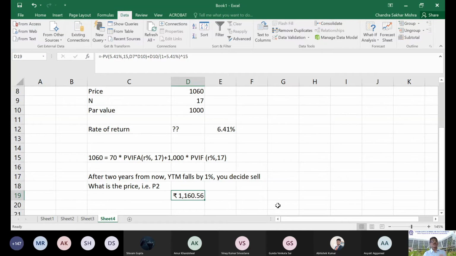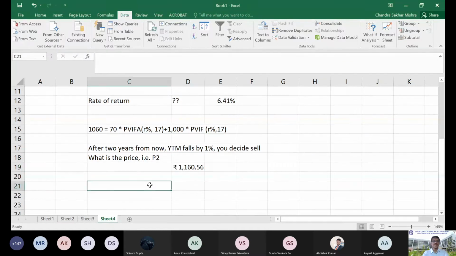Now you invested how much? 1060 rupees. You got 2 years of coupon. You also got the 1160 price, right? What is my holding period yield now?